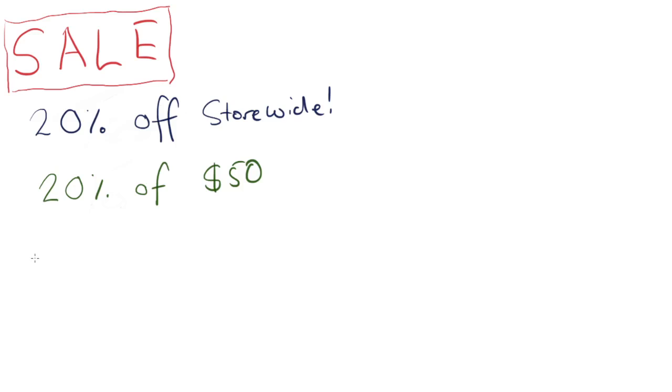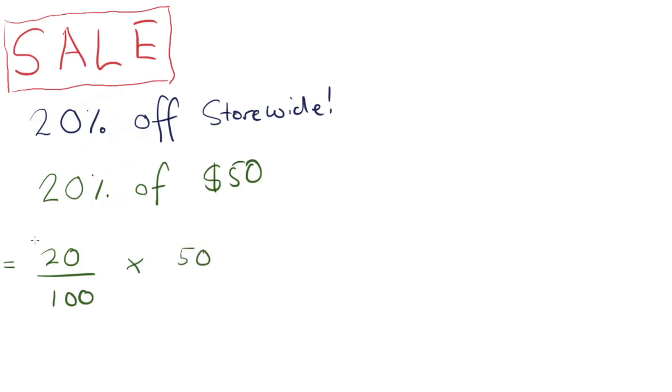Now, to find a percent of something, we need to think of percent, which we know per means out of, and cent means 100. So we need to think of our 20% as a fraction of 100. So 20% of 50 can be rewritten like this: 20 over 100, and we're just going to multiply that by 50.